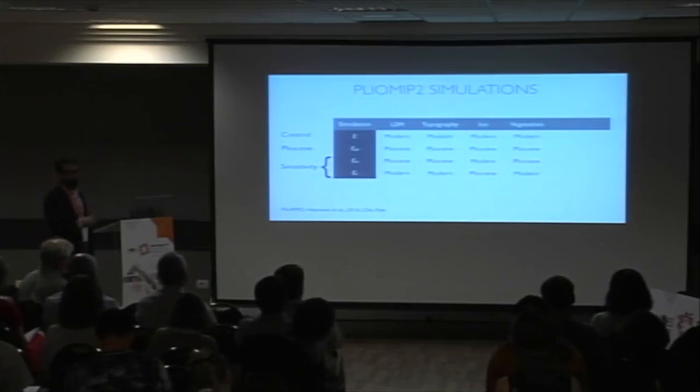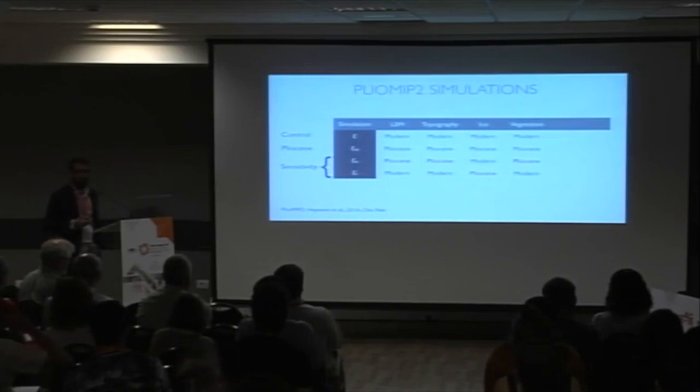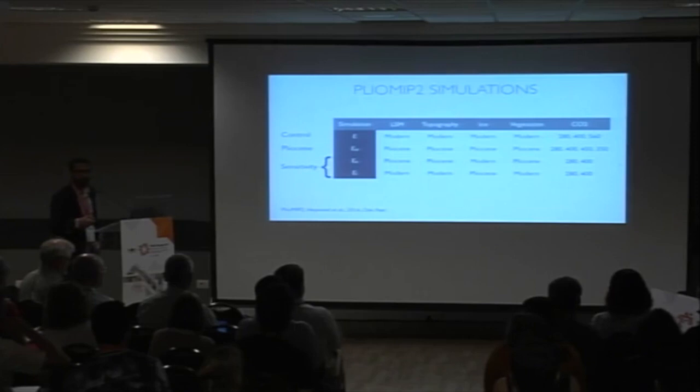These are the PlyMap2 simulations, and they are categorized into control simulations, Pliocene simulations, and sensitivity simulations. The control simulations are characterized by the modern land sea mask, modern topography, modern ice sheet, and modern vegetation. The Pliocene simulation, denoted as EOI, is characterized by all Pliocene boundary conditions. The sensitivity experiments EO and EI are designed to assess the sensitivity to changes in Pliocene orography and Pliocene ice sheet, respectively. And then finally, there are many different CO2 variations of these experiments.